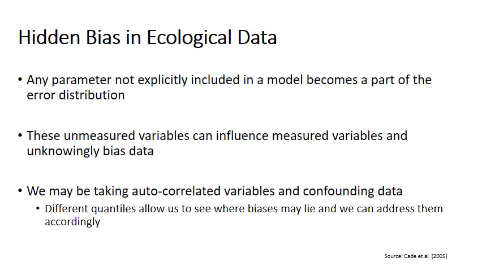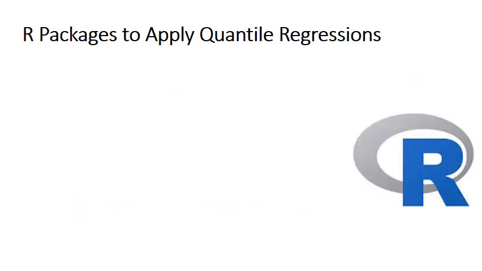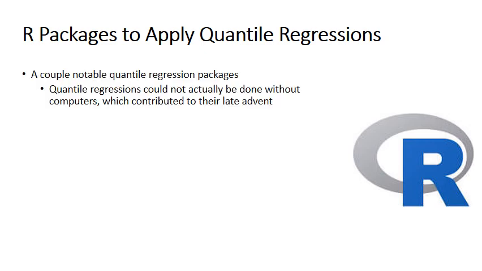It's not a silver bullet, but because you're able to get a better scope of the variability in your data and how it's changing at different percentiles, you're able to potentially see any biases that might exist and look for more relevant variables. Whereas with linear regressions, this is not possible. And of course, there are quite a few notable quantile regression packages.